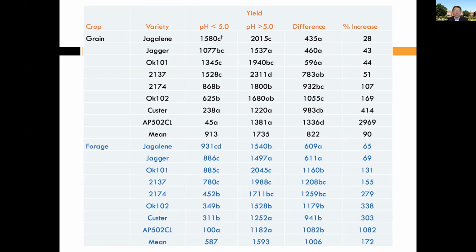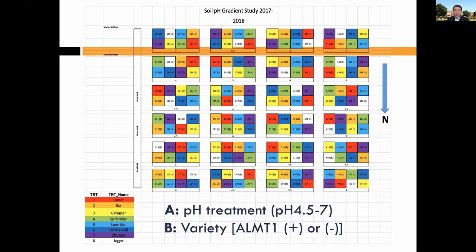So what I'm trying to say is, don't just rely on the acid tolerance of varieties. Still think about lime, because you do get additional benefits by investing in long-term management. So those are the studies we did 15, 16 years ago.